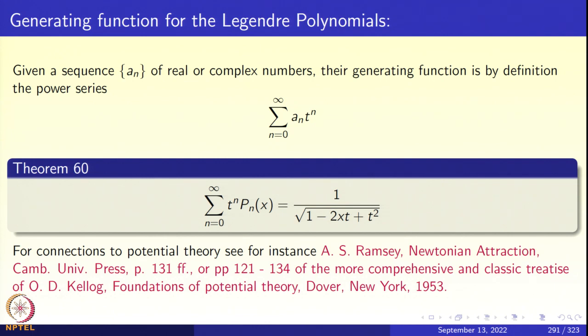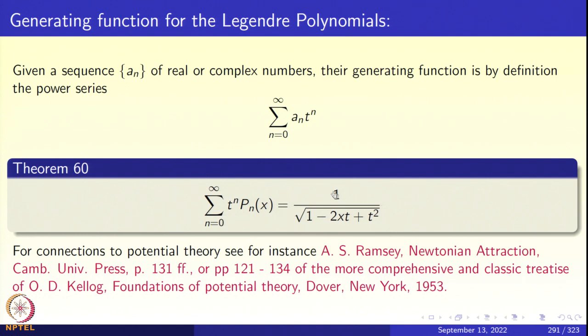Given a sequence a_n of real or complex numbers, the generating function is by definition the power series summation n from 0 to infinity a_n t to the power n. Now Theorem 60 says summation n from 0 to infinity t to the power n P_n(x) equals 1 upon root of 1 minus 2xt plus t squared. That is, a generating function for the sequence of Legendre polynomials can be written in closed form.